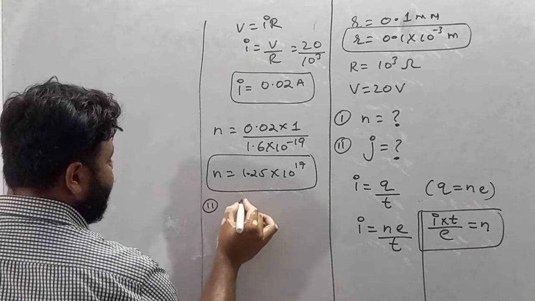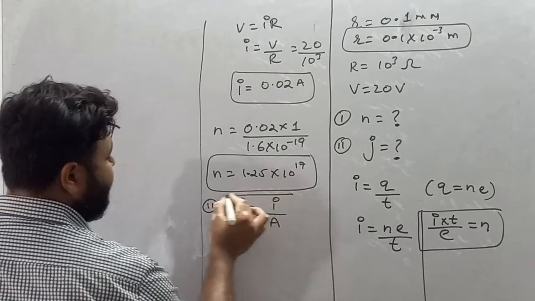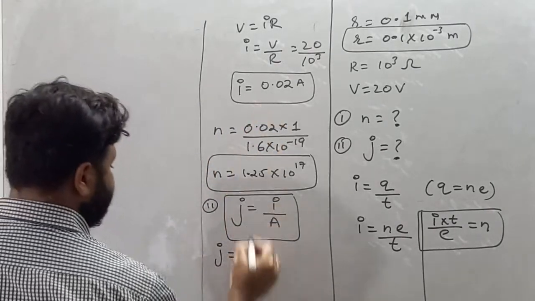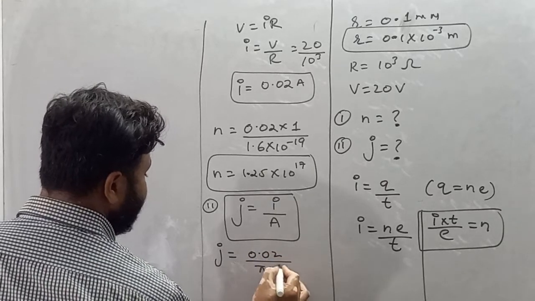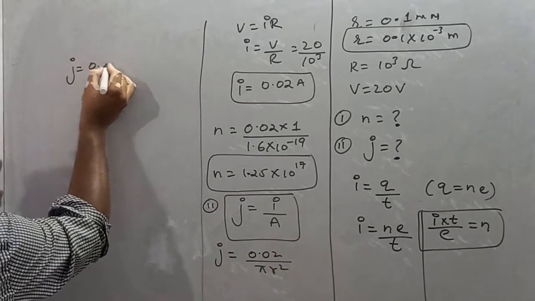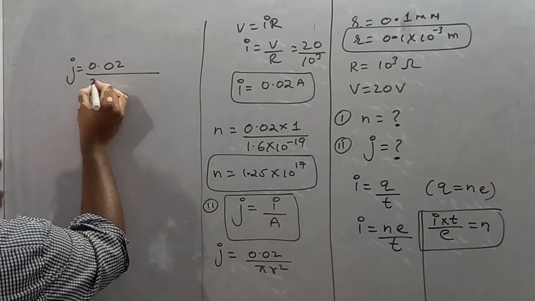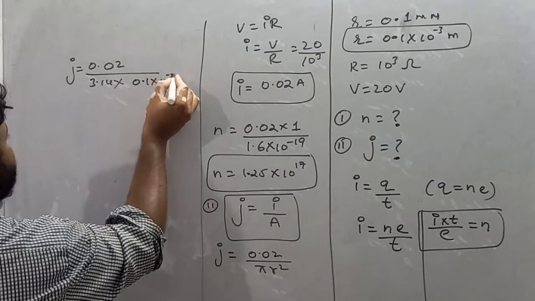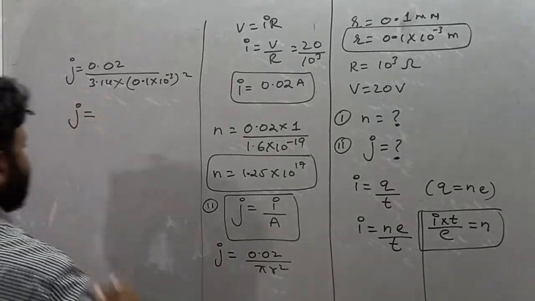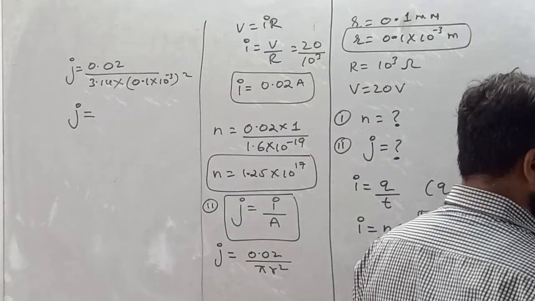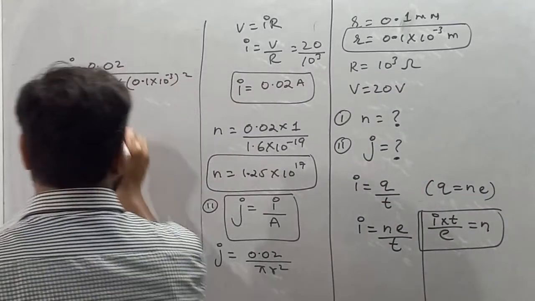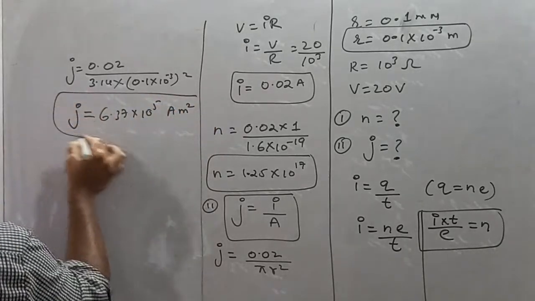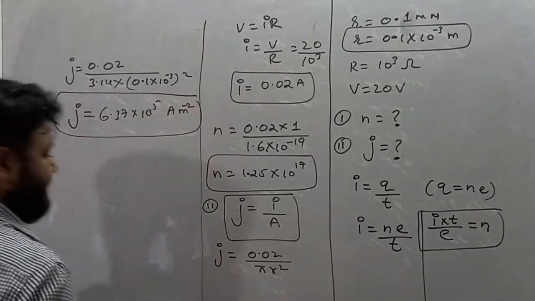Second part, they are asking for current density, and we know that the formula of current density is J equals I by A. I is current. Current is given, it is 0.02. Area must be pi r square. So J becomes equal to 0.02 divided by pi, that is 3.14, multiplied by R, the radius, which is 0.1 into 10 raised to the power minus 3, and its square. So solve this relation, you will get 6.37 into 10 raised to the power 5 ampere per meter square, because this is the SI unit of current density.